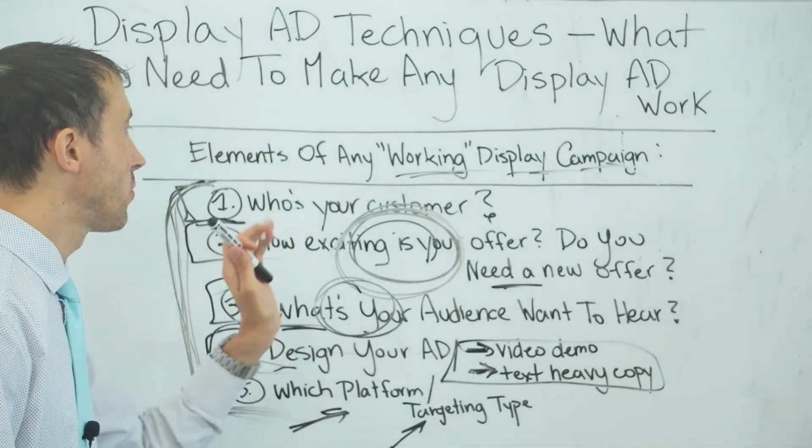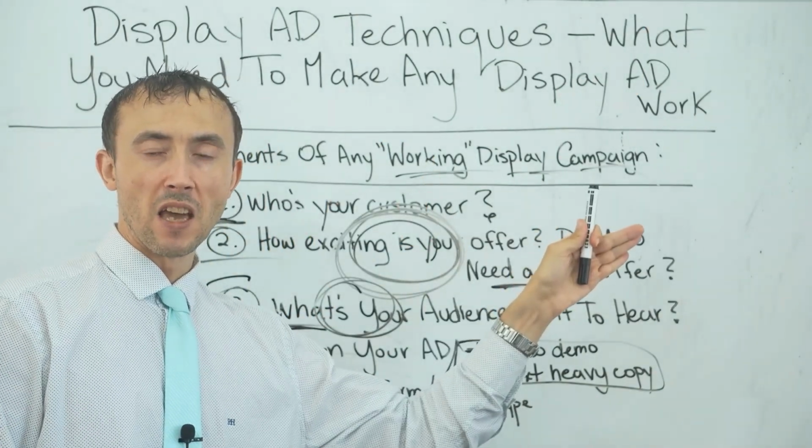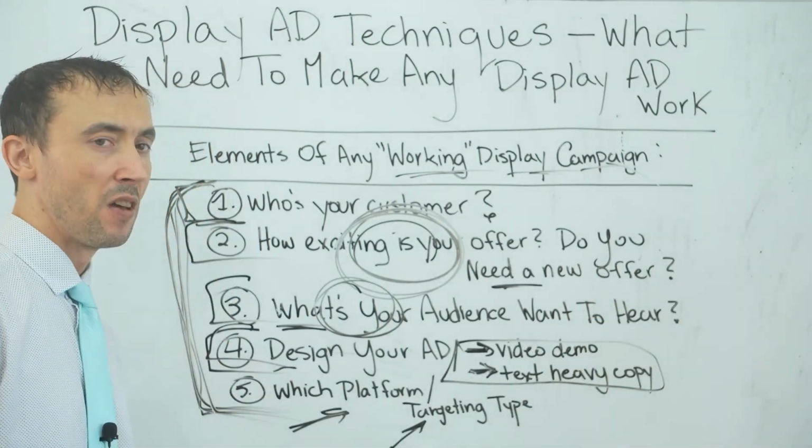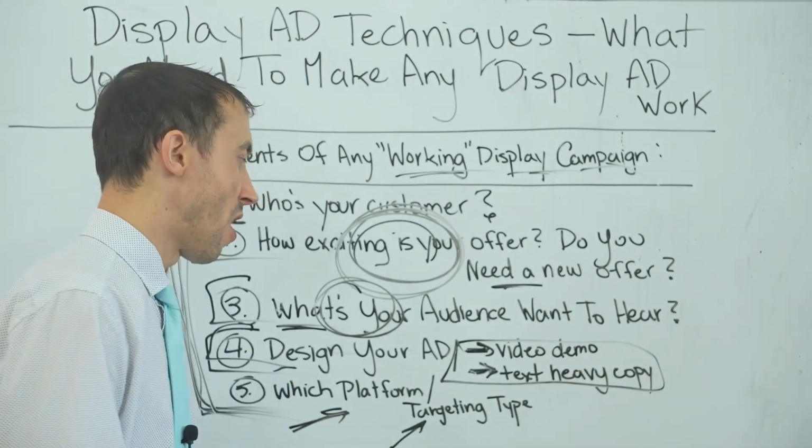So anyway, as far as making a working display campaign, these are the elements right here, overall 1 through 5, that we're going to use to get results for our clients at our firm.